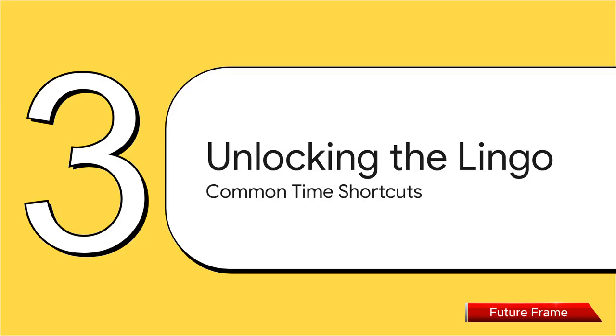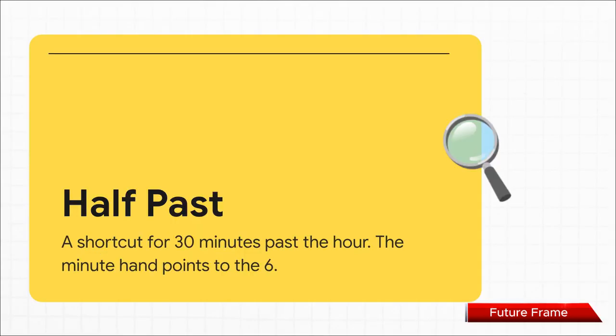Okay, so here is where it gets really interesting. Our language has these awesome little shortcuts for common times. It's like a special lingo, and we are about to crack the code. Let's start with a big one, half past. Really, this is just our cool way of saying that 30 minutes have passed since the hour started. If you look at an analog clock, the big minute hand will be pointing straight down at the 6, which is exactly halfway around the clock.